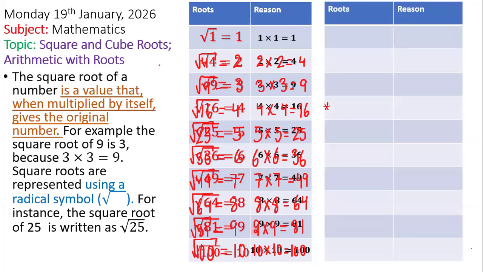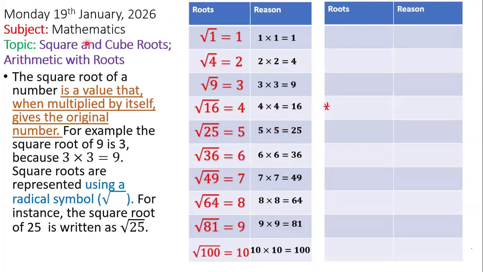For the next table, let me clear out the drawings here. We're going to do the square root of 169. What is the square root of 169, class? 13. Very good. What's the reason? 13 times 13 is 169. Very good.